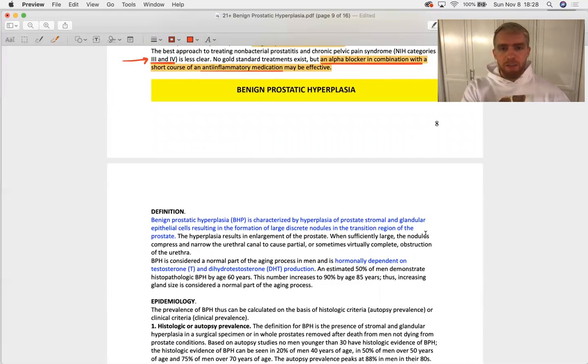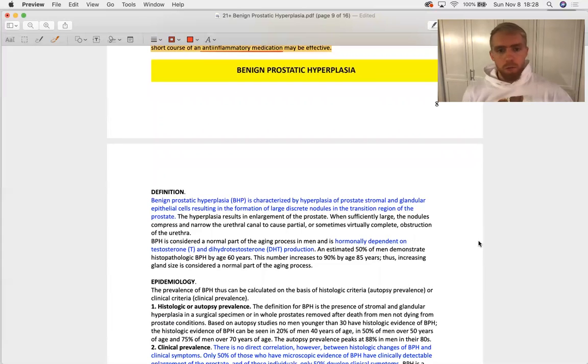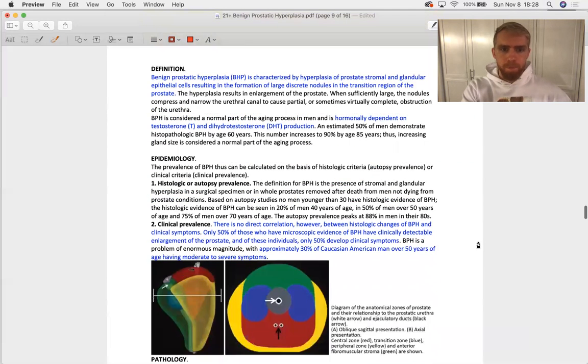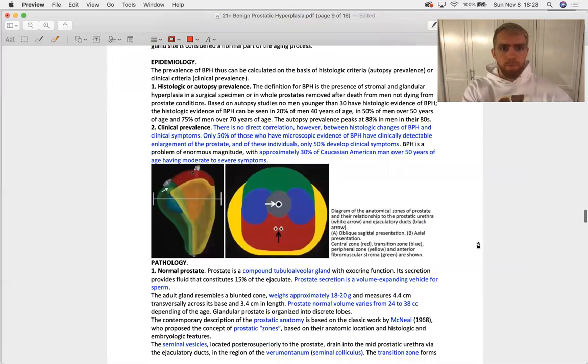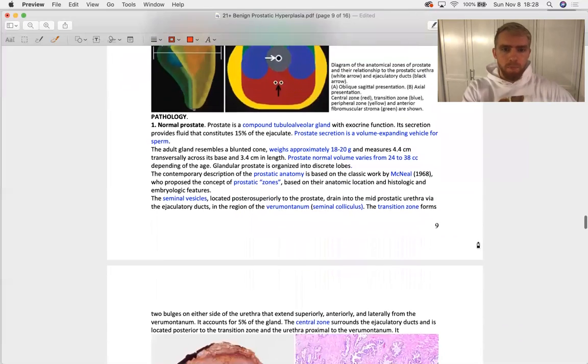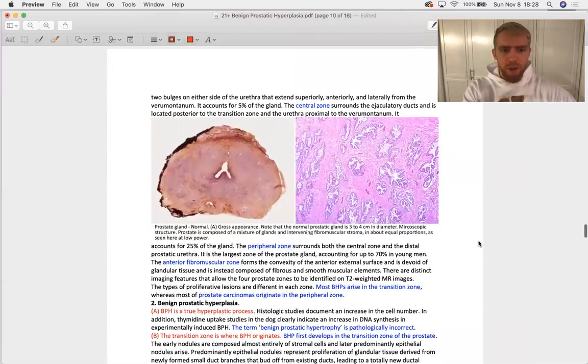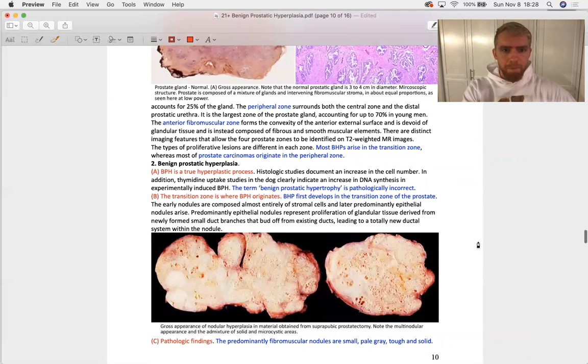BPH, benign prostatic hyperplasia. Number one important thing to know is that this is not a precancerous lesion. There is no correlation between BPH and prostate cancer. Prostate basics there. Not going to dig into that.